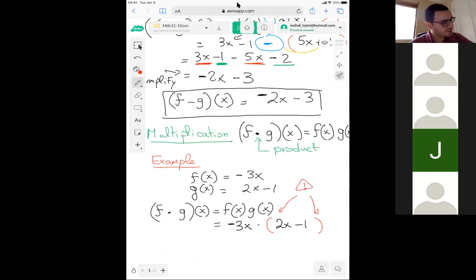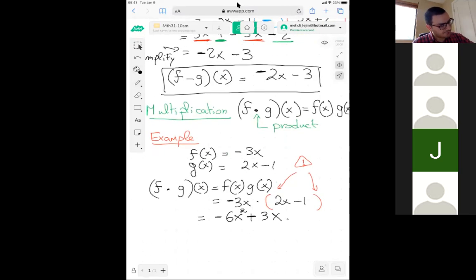So now we distribute. Minus 3x times 2x will be minus 6x squared, and then minus 3x times negative 1 will be positive 3x, so plus 3x. I forgot the x, so minus 3x times 2x is minus 6x squared, and then plus 3x. Right, so that will be the final answer. There's no simplification here, just x squared and x.